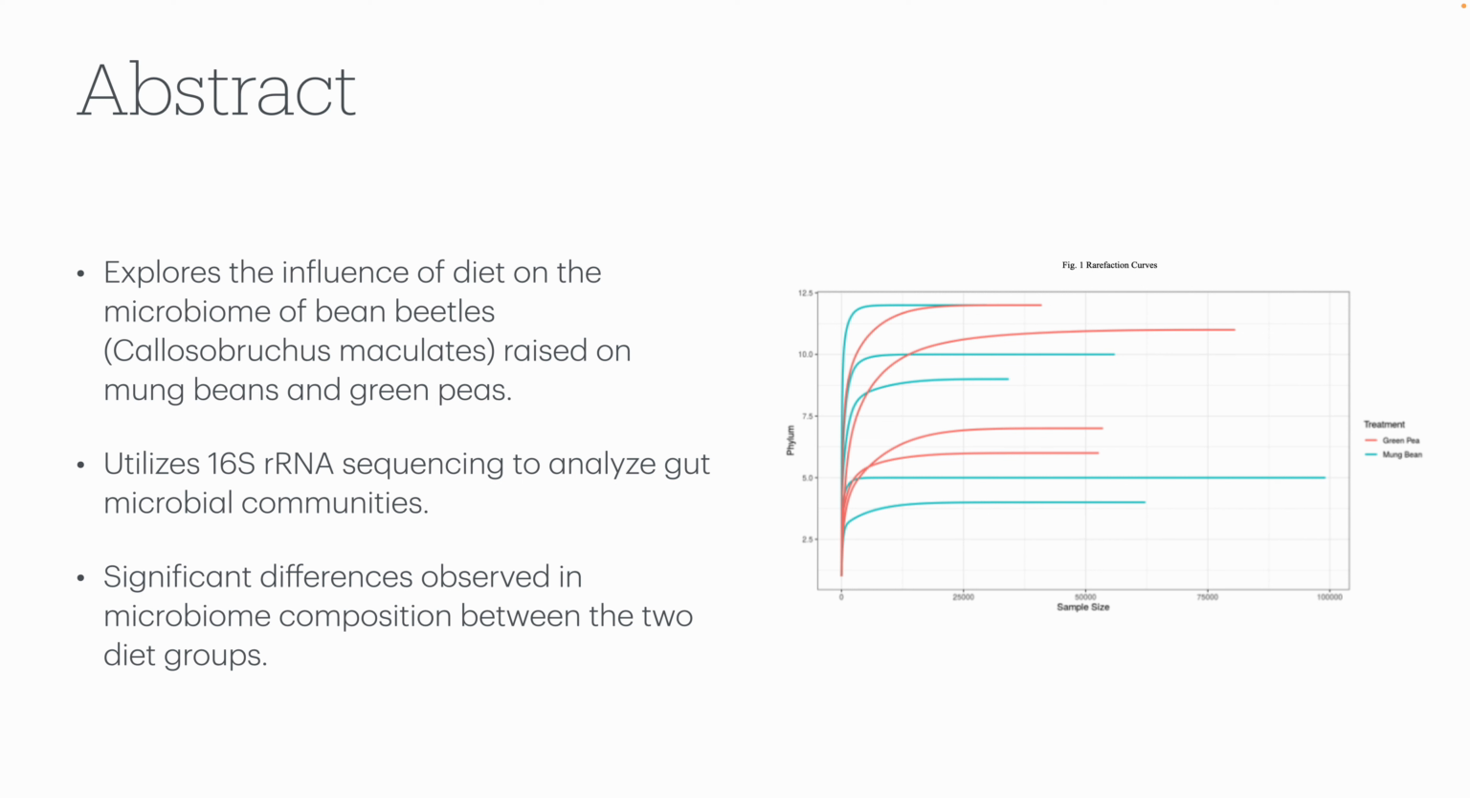In this study, I investigated how diet influences the microbiome of bean beetles, Callosobruchus maculatus, raised on mung beans and green peas. By using 16S rRNA sequencing, I analyzed the microbial communities in the beetle's gut. The results revealed significant differences in microbiome composition between the two diet groups. Let's delve into the details.